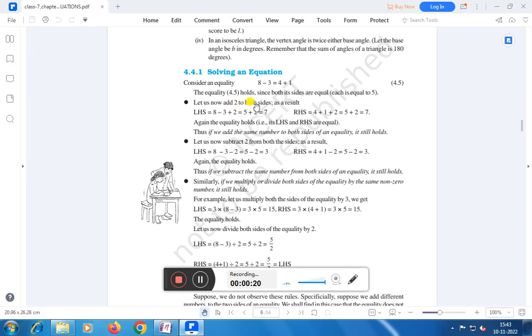Let us now add 2 on both sides. As a result, 8 minus 3 plus 2, 5 plus 2, is equal to 7. And here also 4 plus 1 plus 2 is also 7. And again the equality holds, that is, left hand side and right hand side are equal. Thus, if we add the same number to both sides of an equality, it still holds.